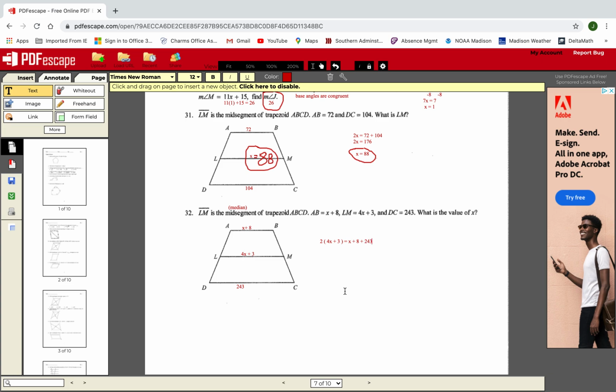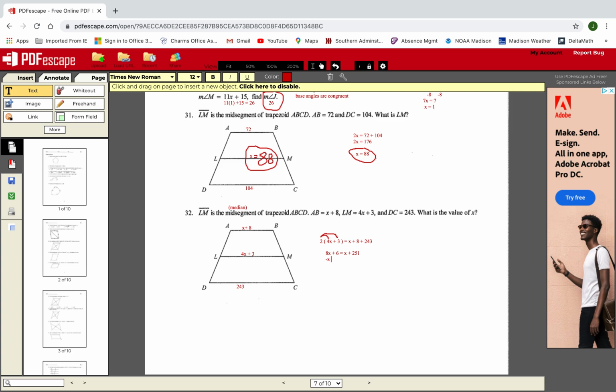We're going to distribute and simplify. Remember when you distribute, you have to distribute to both terms inside the parentheses. This is the most common error when distributing. So 2 times 4x is 8x, and 2 times 3 is 6. So after you distribute, you've got 8x plus 6 equals x plus, and I'm combining those like terms, 243 plus 8 is 251. Now it's just a multi-step equation.